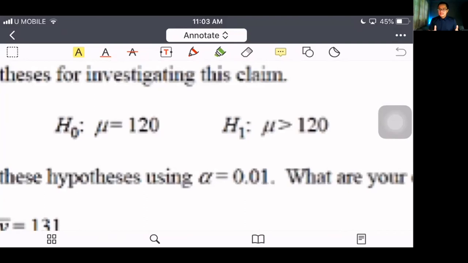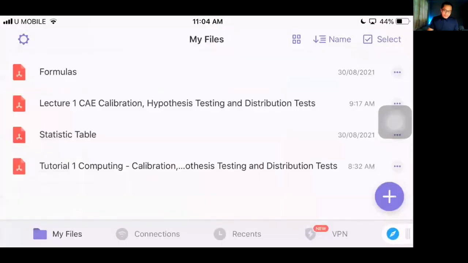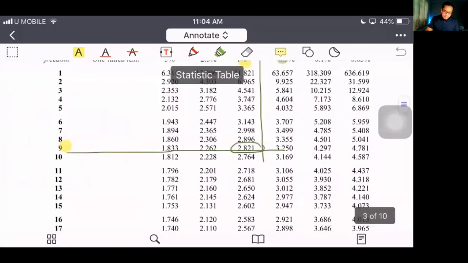Now, in the event where I don't give you any alpha, you need to choose the alpha as best as you can to accept that hypothesis. Whenever I don't give you any alpha, you need to choose an alpha that suits the objective. The objective is to choose H1. Let's go to the statistic table. So we know that our degree of freedom was 9: 10 samples minus 1 is 9. Let's go back to the statistic table.